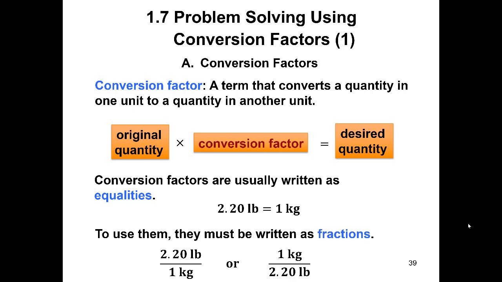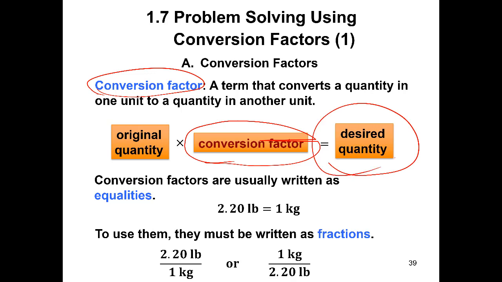So what's a conversion factor? A conversion factor is a term that converts one quantity into another quantity. Okay, so remember me talking about how important it was that you had a number and you also had the units. Well, this is why. You have an original quantity with its units, and then you have a conversion factor, which is going to tie those two things together, and then you can convert it into the new quantity and unit.